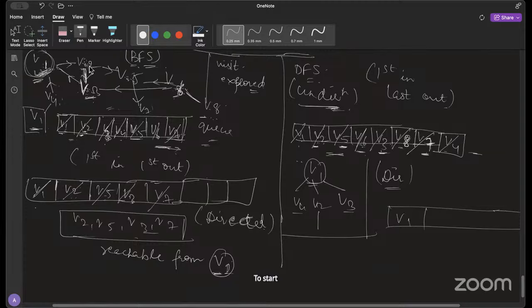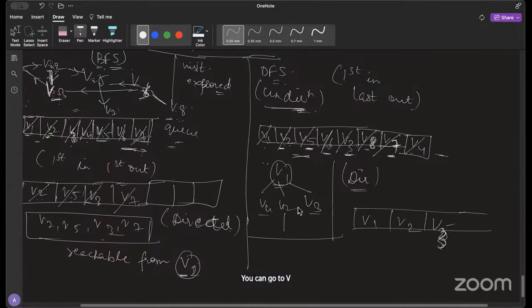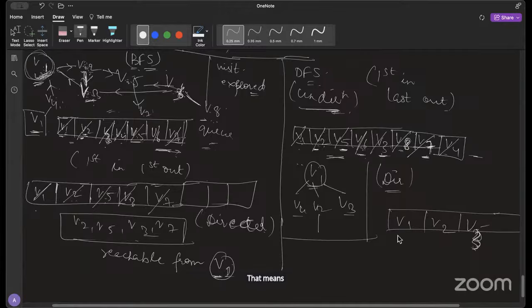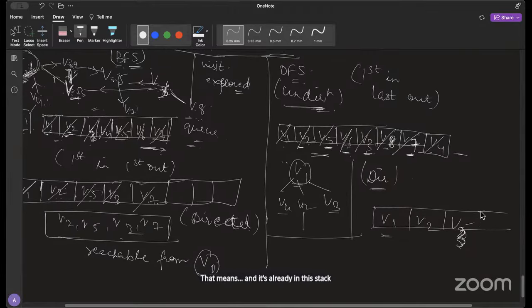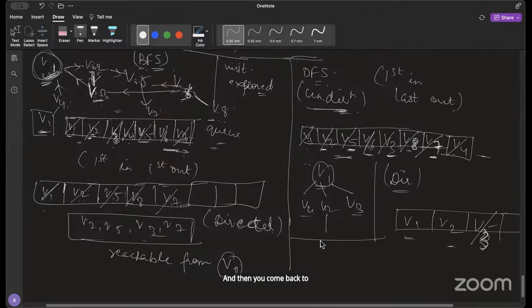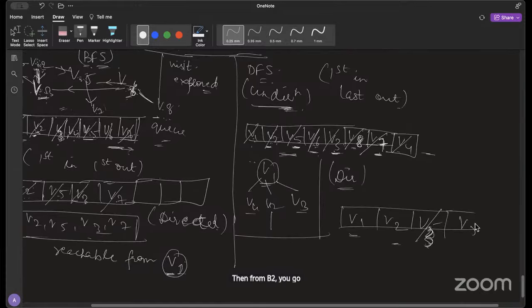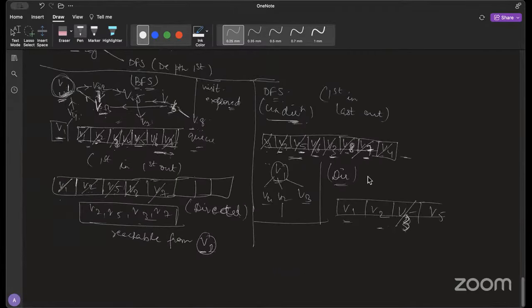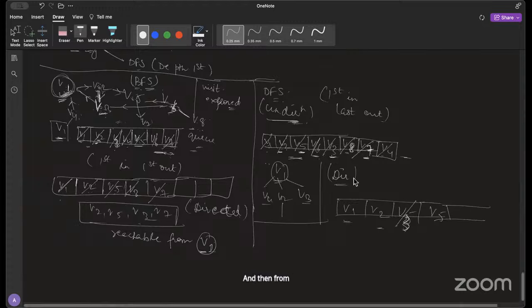You start with V1, then you can go to V2. Following this, you can go to V5. You can also go to V3. Let's go to V3, and then from V3, you can go to V1. That's already in this stack, so you're done exploring V3. Then you come back to V2. From V2, you go to V5, and then from V5, you go to V7, let's say.